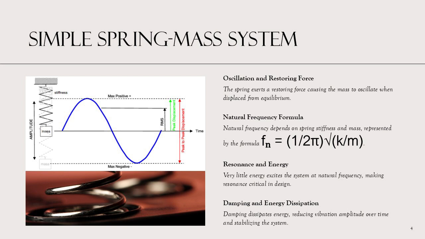The formula for natural frequency is given by: natural frequency, Fn, equals 1 over 2 pi times the square root of spring stiffness, K, over the mass, m, where K is the spring stiffness and m is the mass. This example demonstrates that very little energy is required to excite a system at its natural frequency, making resonance a critical consideration in design.